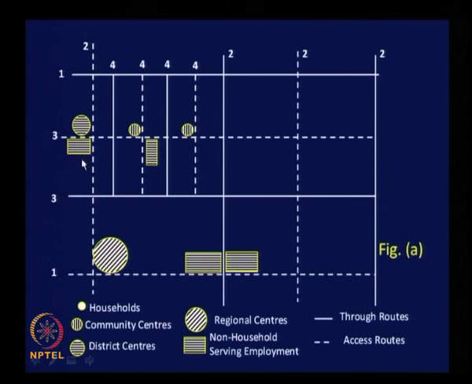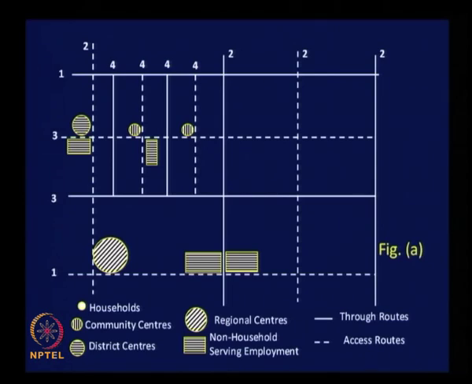Even non-household serving employments of different sizes: smaller size non-household serving employment centers are located at the intersection of type 4 and type 3 access routes here, and larger size non-household serving employment centers are located at the intersection of type 3 and type 2 access routes again, and still larger size non-household serving employment centers are located adjacent to type 1 access route, right. So, always they are adjoining to access routes. Look at the location of the regional center at the intersection of type 1 and type 2 access routes, right.